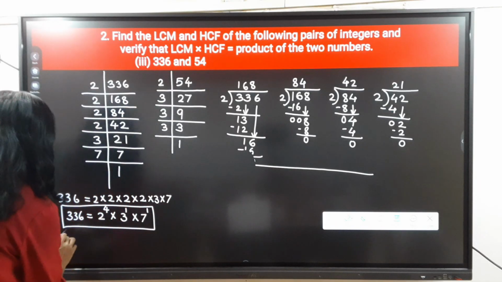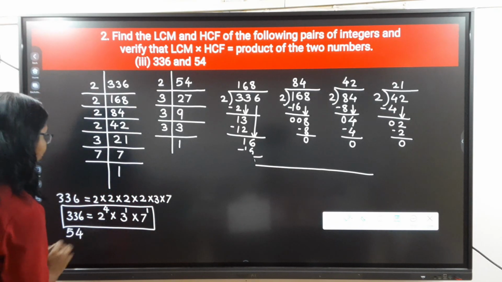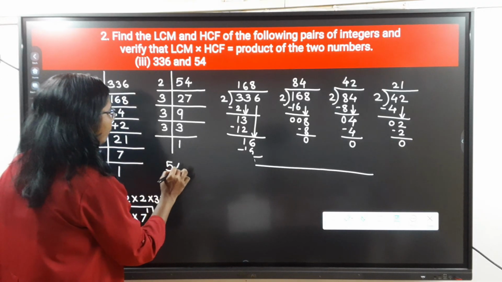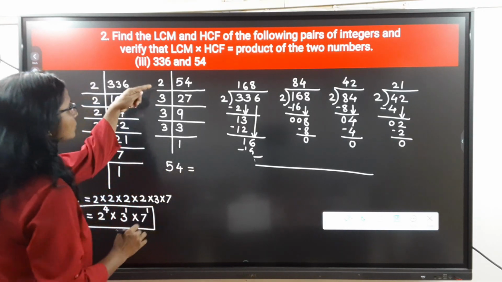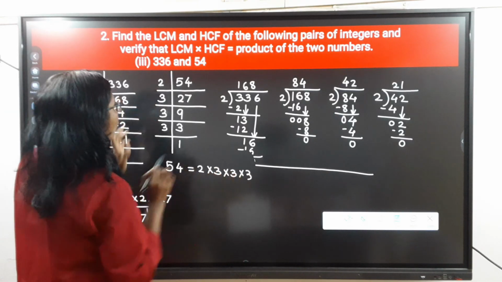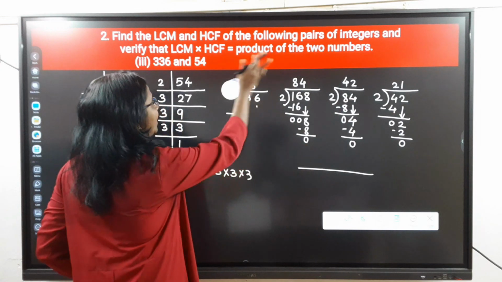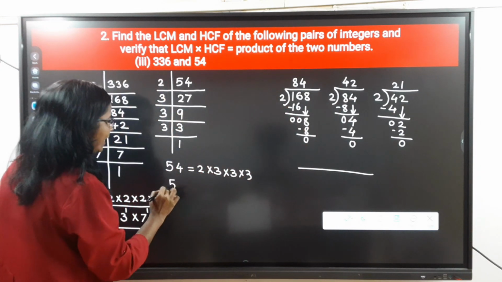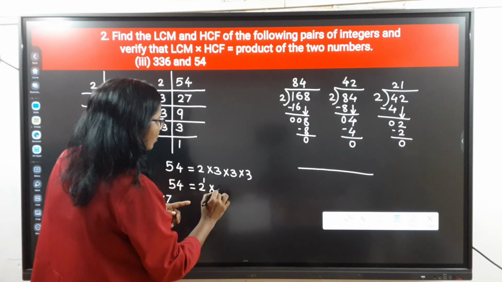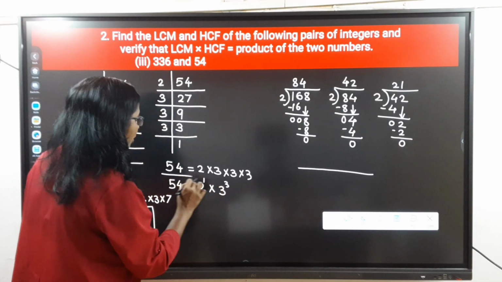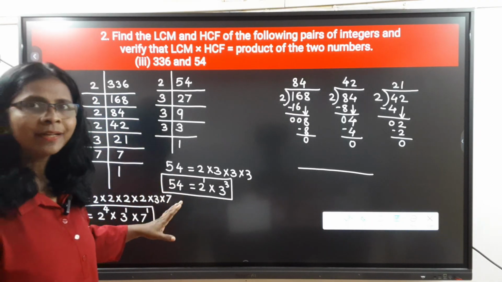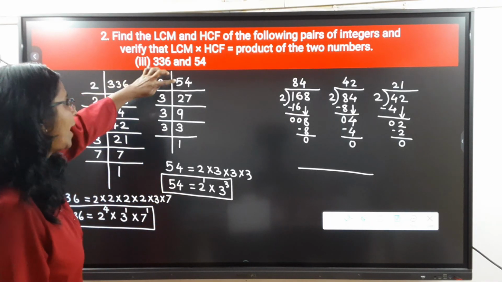See, at the bottom I write 54. Okay, 54 is equal to 2 multiply 3 multiply 3 multiply 3. Okay students, this way. And then as well we can write 54 as 2 raised to 1 multiply 3 cubed, as 3 comes 3 times. So cube of 3 students. Okay, so in such a way we factorize the two numbers 336 and 54.